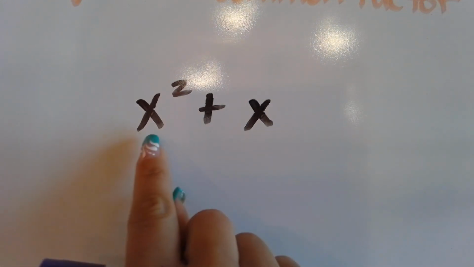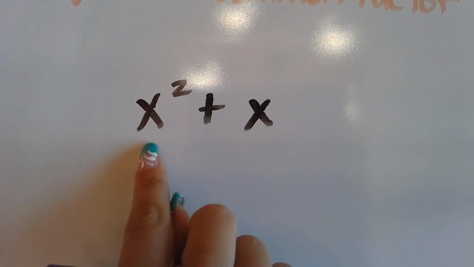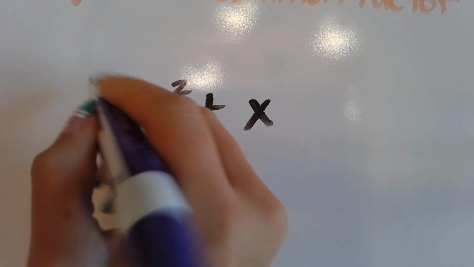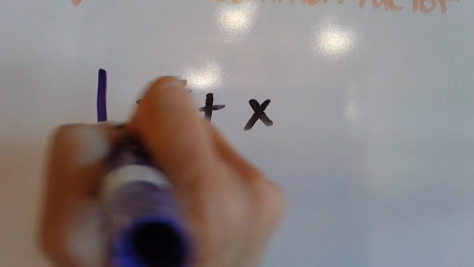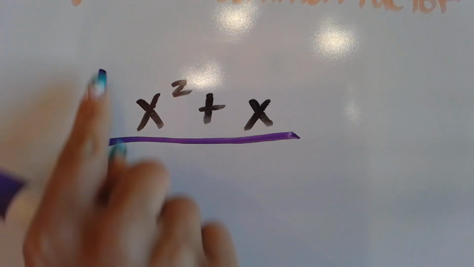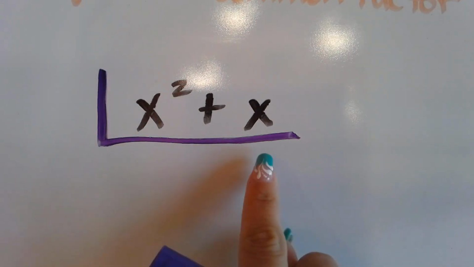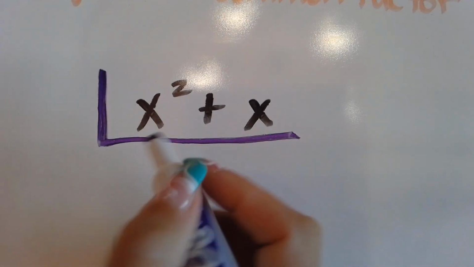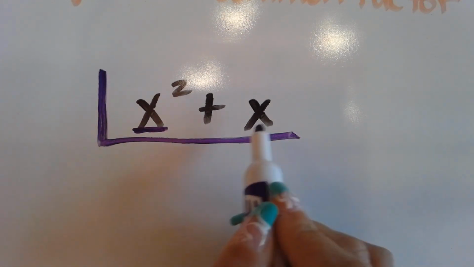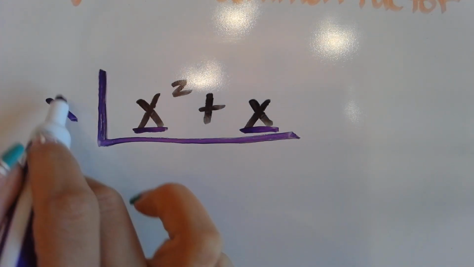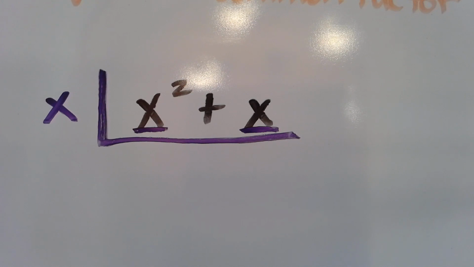So we have a binomial. We have x squared plus x. When I'm finding my GCF, I'm going to set up my ladder. This ladder to me symbolizes division. So I'm thinking, what do these two have in common? I have an x here and an x here. So they both have an x, so I'm going to pull out an x.